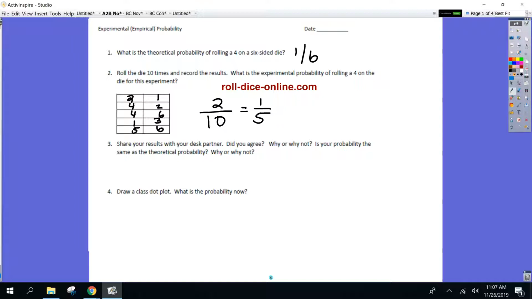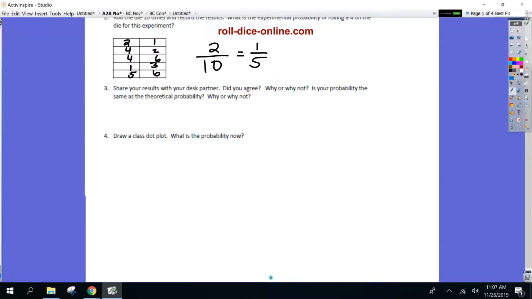So now we're going to do it as a whole class. I'm going to take however many 4s you got, and we're going to make it into a quick little graph called a dot plot. And we'll see what the class probability is. You have your own probability. Now we're going to do a class probability.